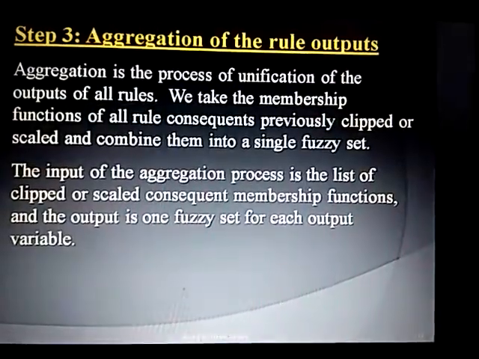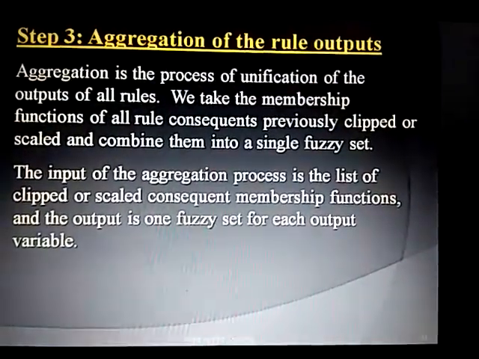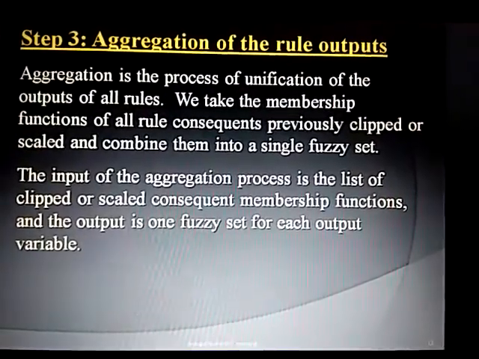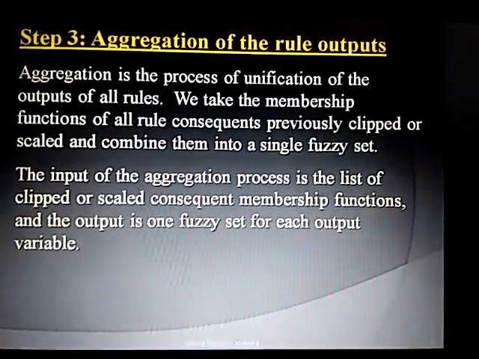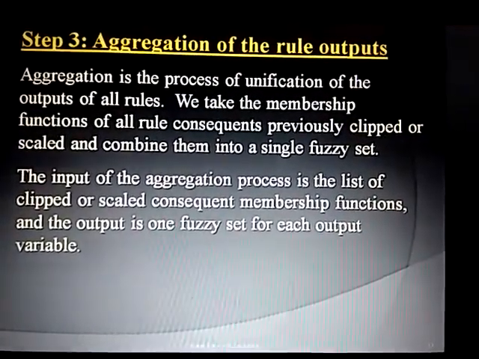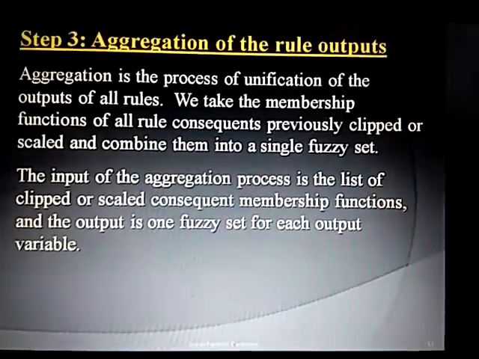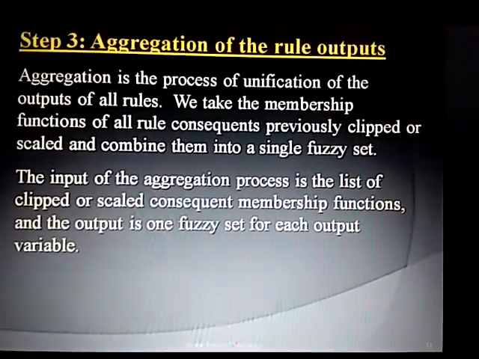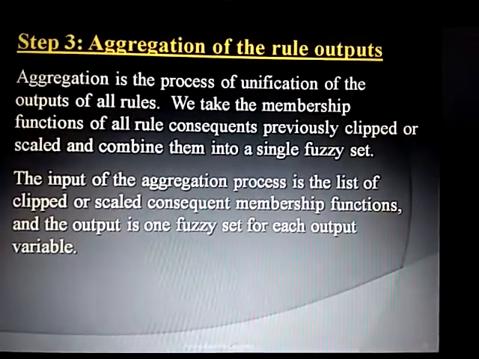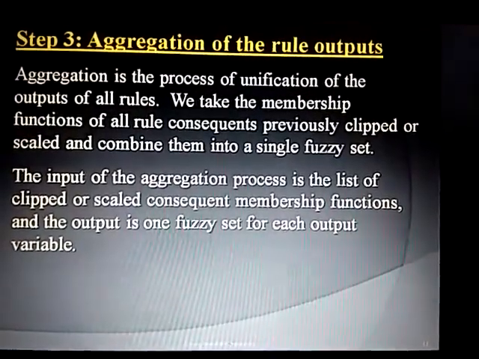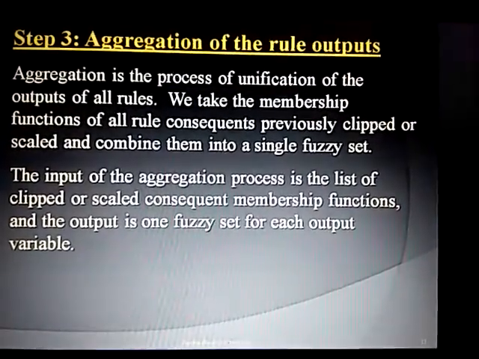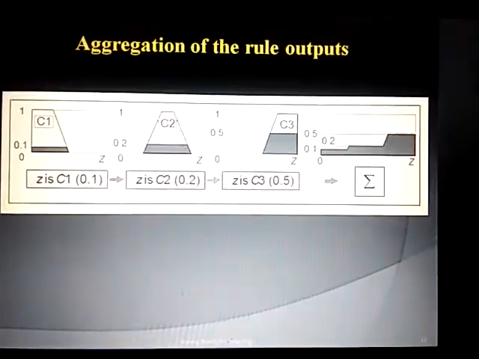In the third step, the aggregation of the rule output. Aggregation is basically a process of unification of the output of the rules. We take the membership functions of the rule consequents, previously clipped or scaled, and combine them into a single fuzzy set. The input of the aggregation process is the list of the clipped or scaled consequent membership functions, and the output is one fuzzy set for each output variable.